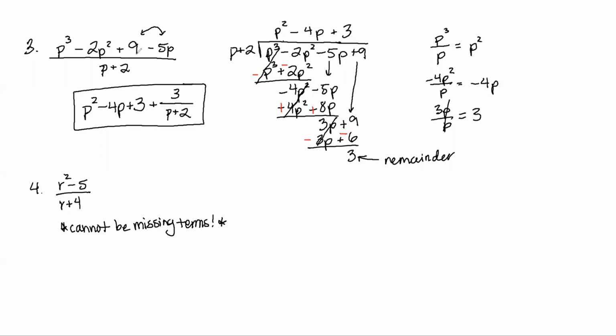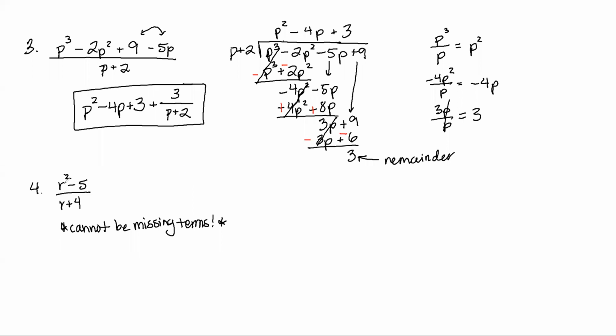let me make sure my pen's working. There we go. If we start with p to the 4th, we would need a p cubed, a p squared, a p, and a constant. So see how you have all of the ones that come after the highest exponent? That's what we're looking for.